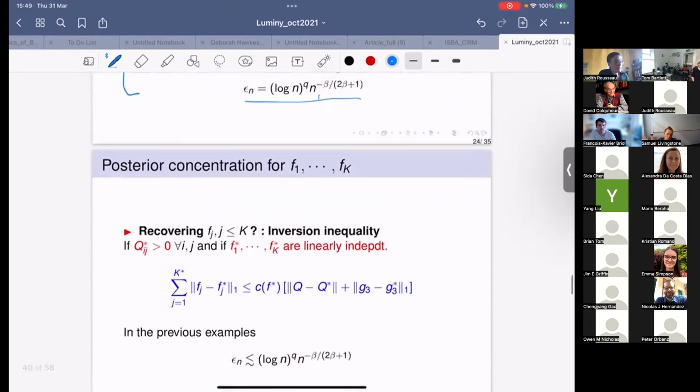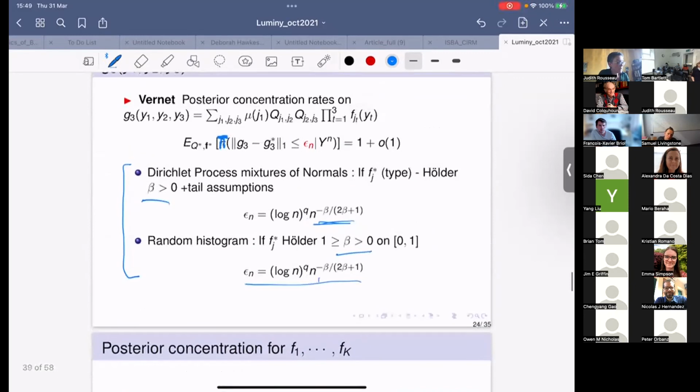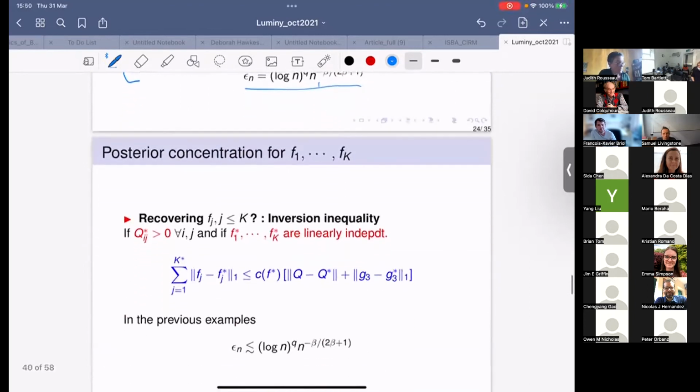But then it's only half of the story because I have the G, but I don't have the emission densities. And to be able to go from G to F, you need to have an inversion inequality, which is something we obtain in L1. So posterior contraction rates are typically obtained in L1. And so that's what you get.